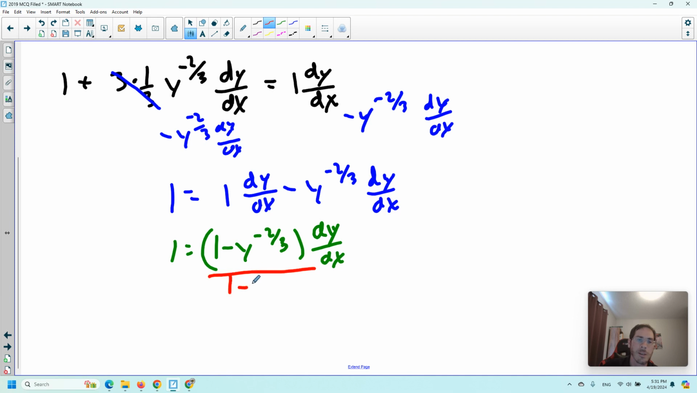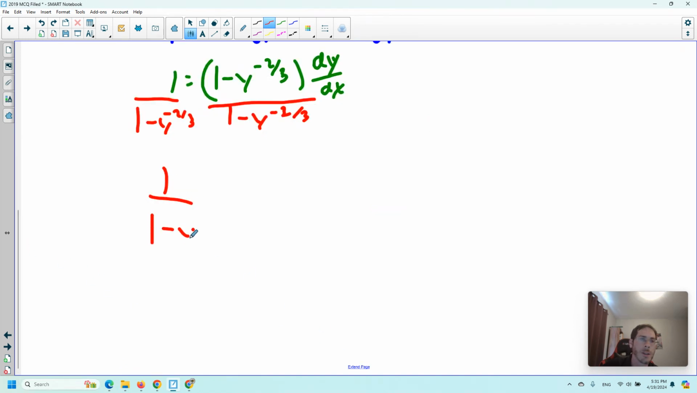Then we're going to divide to get dy/dx by itself. And again, we said in class, it's literally the same process for all these questions. So we get 1 over 1 minus y to the negative 2/3 is equal to dy/dx.